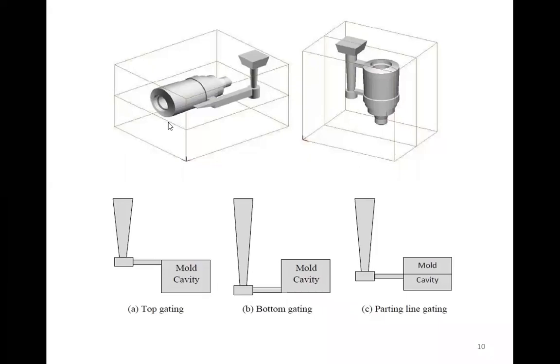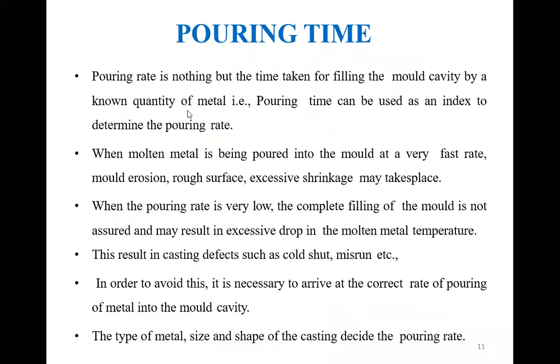So what is the pouring time? We want to know how much time is going to be taken while the molten metal is poured. Pouring time is the time taken for filling the mold cavity by a known quantity of metal, which can be used as an index to determine the pouring rate. So pouring time is nothing but the time taken to fill the mold cavity through the gates.